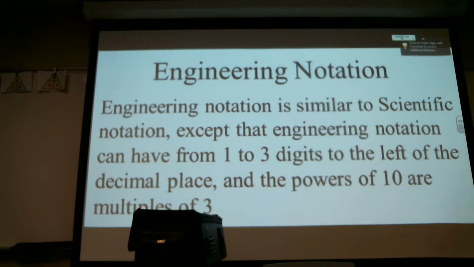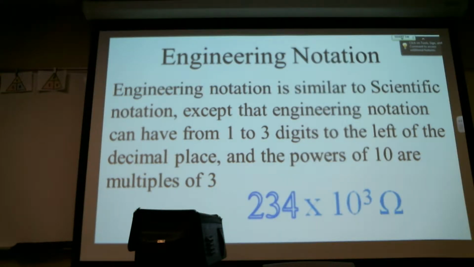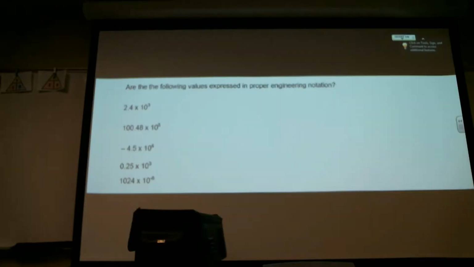We've seen this. Engineering notation is similar to scientific notation, except the engineering notation can have 1 to 3 digits to the left of the decimal place. You've got to remember that. I want 1 to 3 digits to the left of the decimal, so you will have a number between 1 and 999. And the powers are 10 or multiples of 3. Engineering notation, I think we got it by now. We did this one early on, and I guess it's a good refresher.